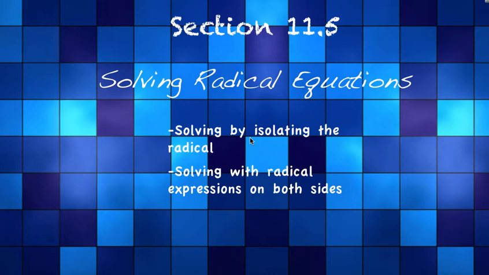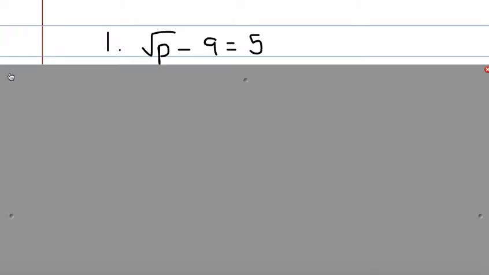Hi everyone, this is a video on section 11.5, solving radical equations, and the examples I chose to go over from this section were solving equations by isolating the radical and solving with radical expressions on both sides of the equal sign. So our first example is going to be the square root of p minus 9 is equal to 5.